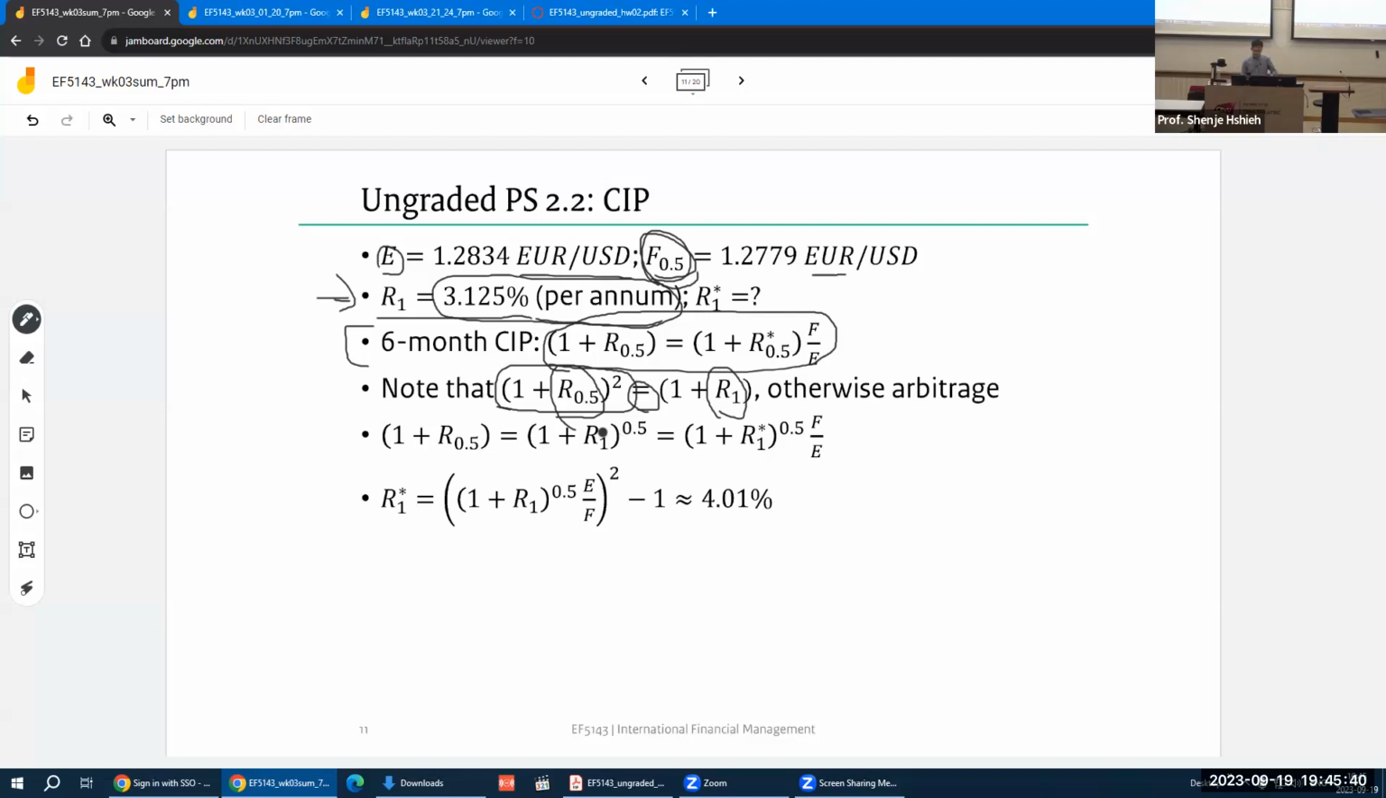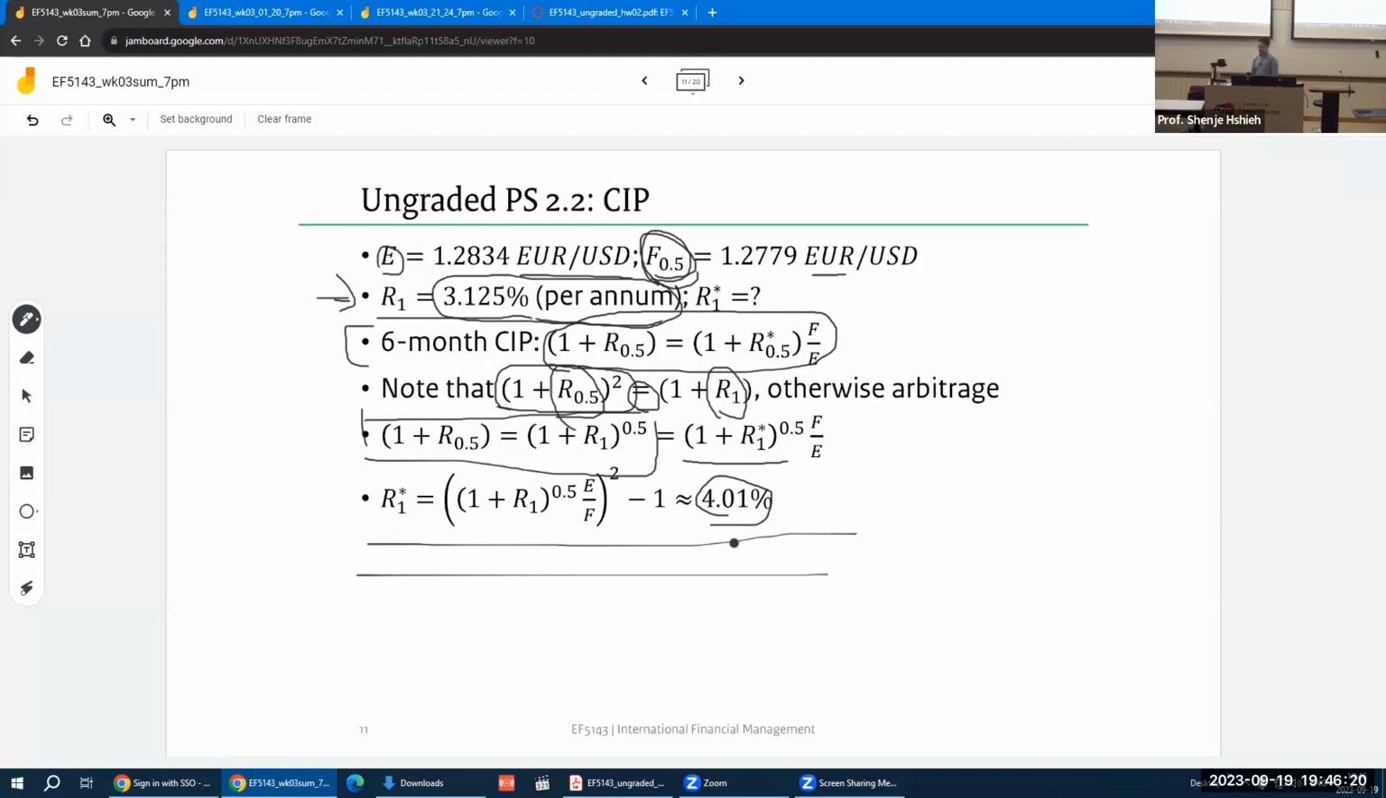So taking the square root of both sides, you get this equation. Hopefully you agree that a square root is just to the power of 0.5. And we can also do the same for R1 star, right? Cool. So we know R1. We plug in R1 here, and we are trying to solve for R1 star. Solving for R1 star gives you this equation. I'll leave the algebra for you to do on your own, and you should get an answer around 4.01%.